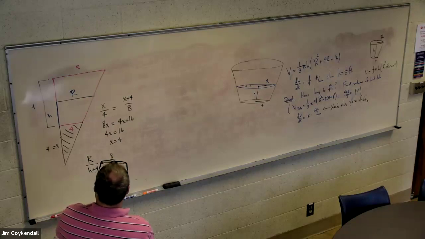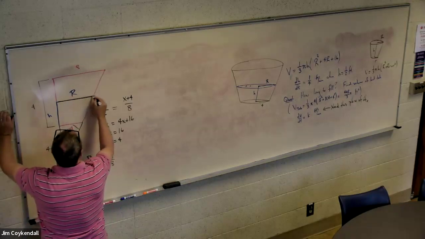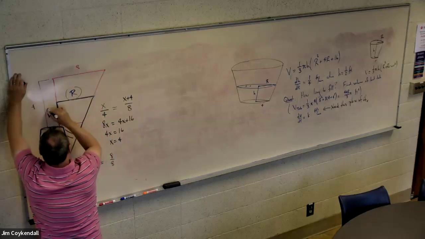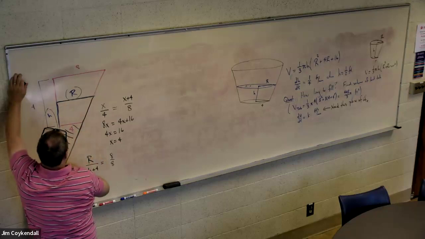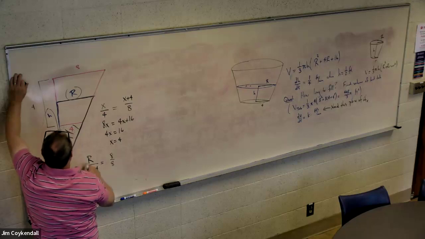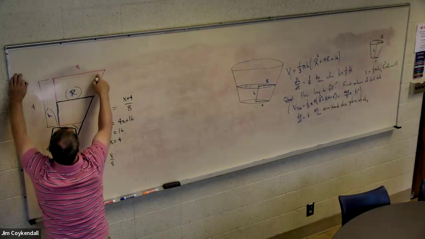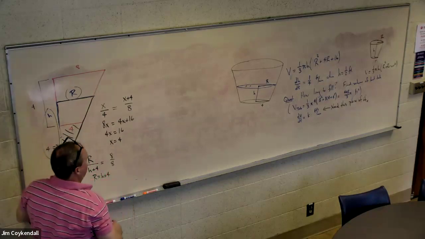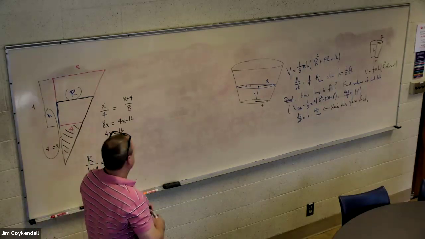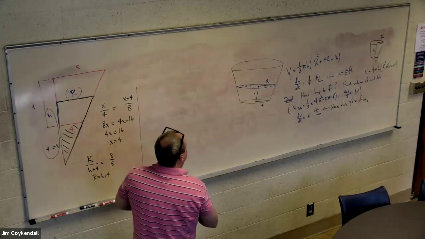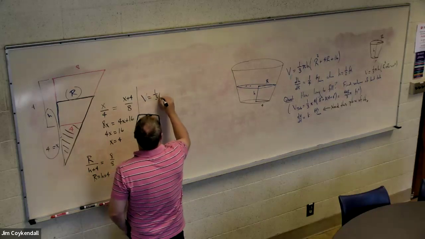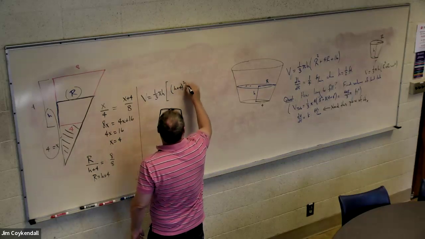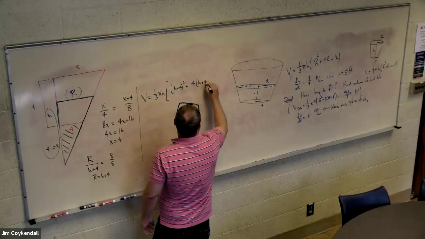So this triangle here is similar to the entire triangle. So R is to this side, which is H plus 4, as the entire side, which is 4 and 4, is 8. So R is H plus 4. So, let's see what we got here. R squared is H plus 4 squared, plus 4 times H plus 4, plus 16.